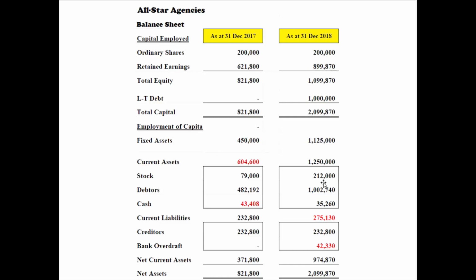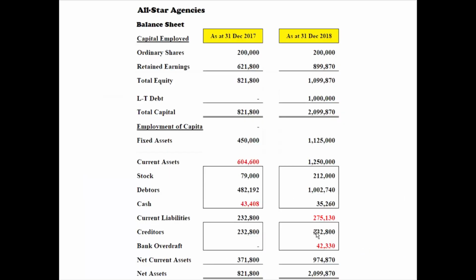All right, so from then on, the information for stock and debtors and cash was all given to you in the statement, in the data. You just had to find the number and plug it in. You can add all those up. You can get the current assets there of 1,250,000.